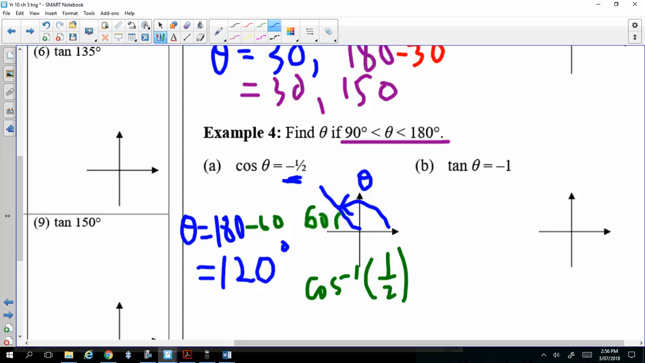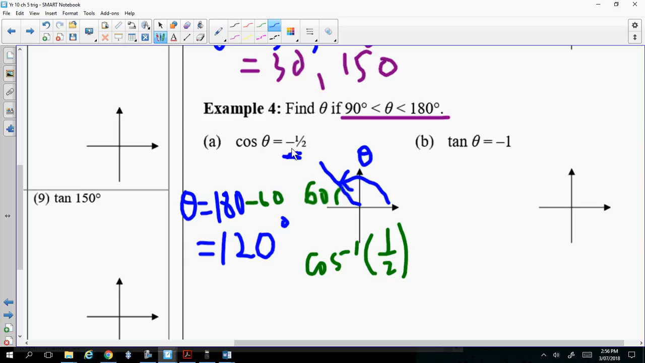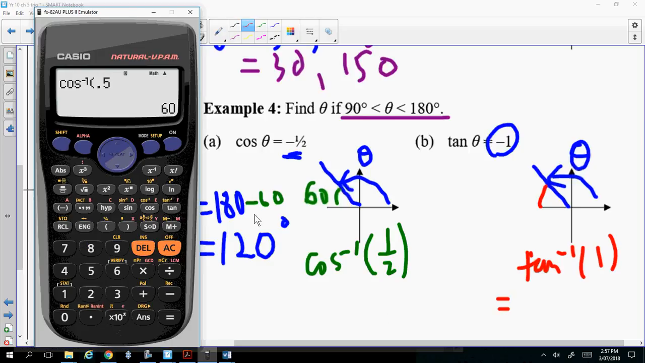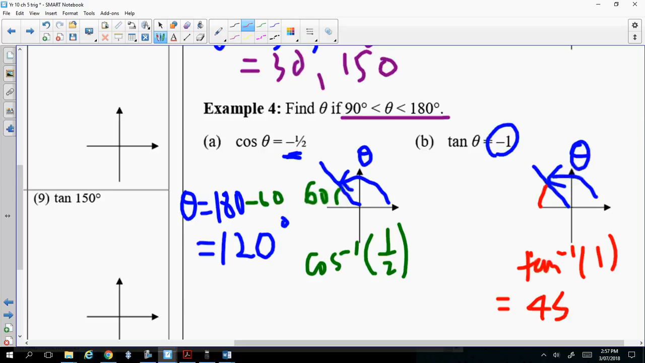Yes, that's what you do, which is the same thing. If it's negative, same thing. Negative, it has to be in the second quadrant. You put theta here, and then find out what this angle is. Tan inverse of 1. Do not put the negative, which is 45. And then you write theta is equal to 180 minus 45, which is equal to 135. Okay? So this is how it works.